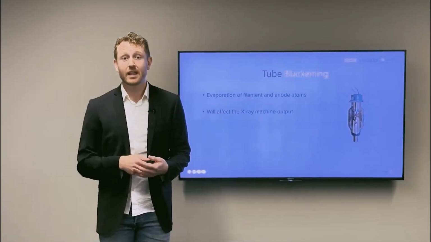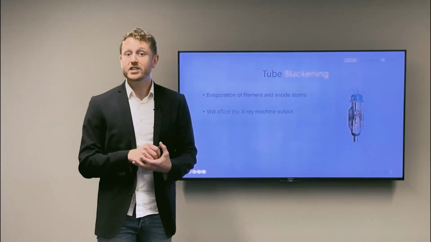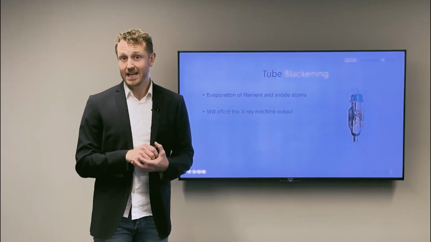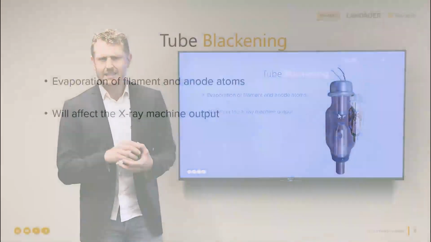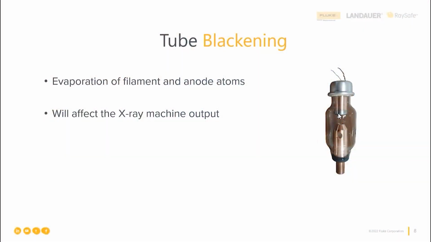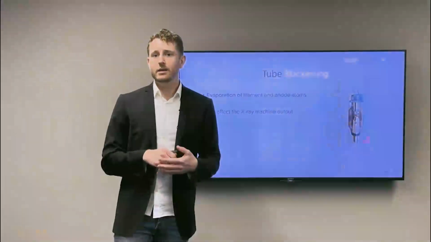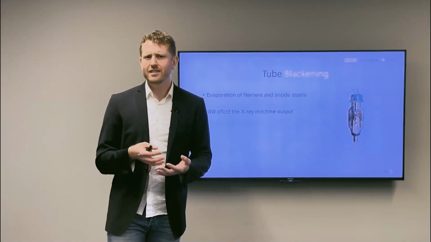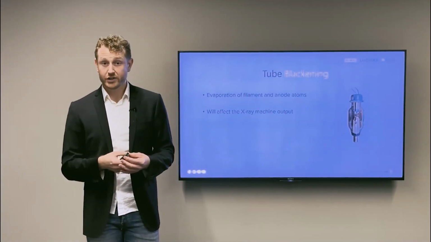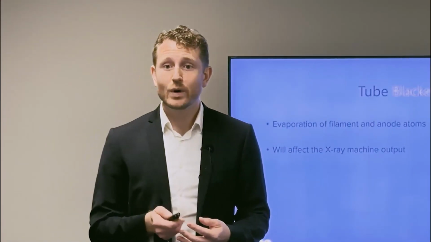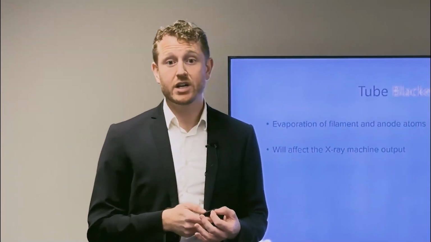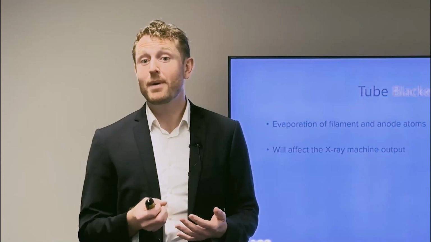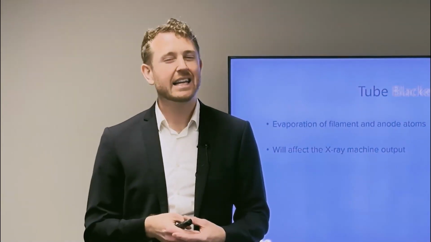Another phenomenon that will occur with time is tube blackening. As atoms get vaporized in the filament, so are also the anode atoms. These atoms will be deposited on the inside of the X-ray tube, causing the glass to blacken over time. This will affect the quality of the X-ray beam since radiation will pass more matter and get shielded compared to a clean glass.